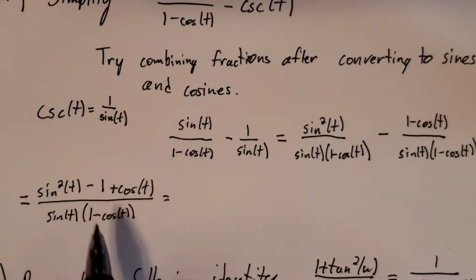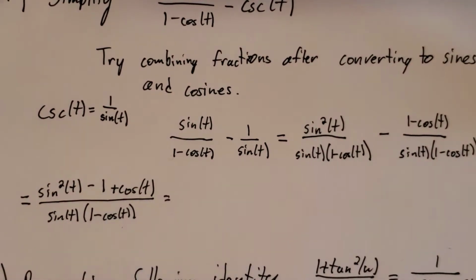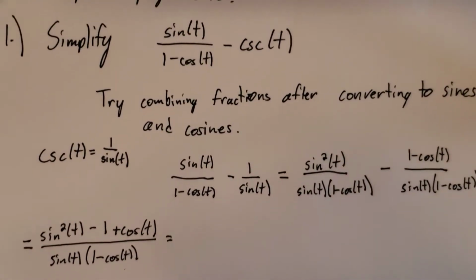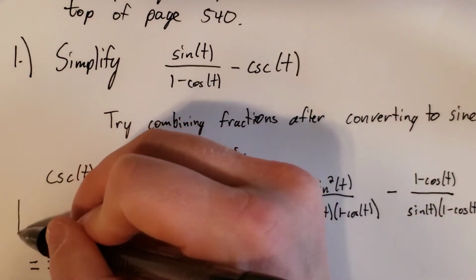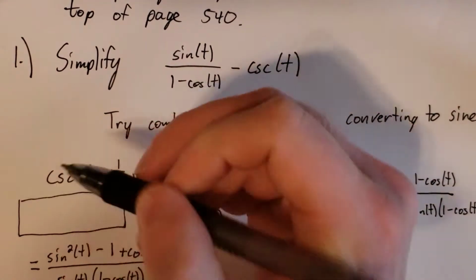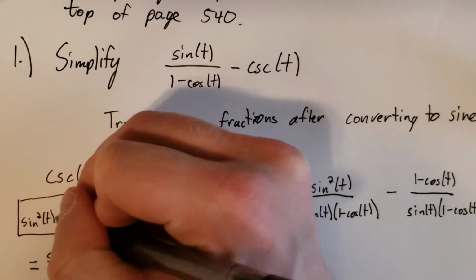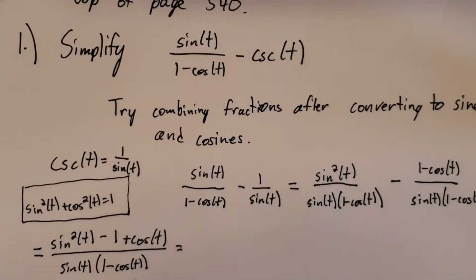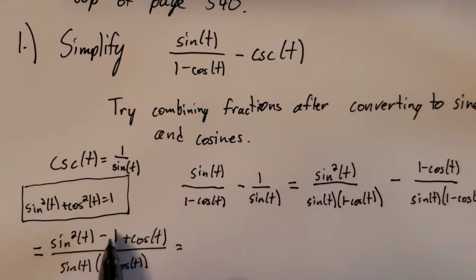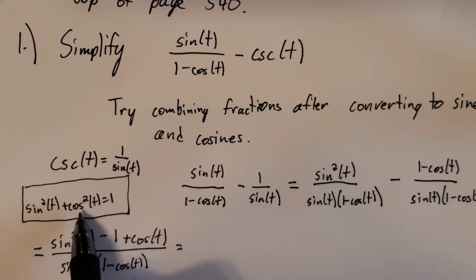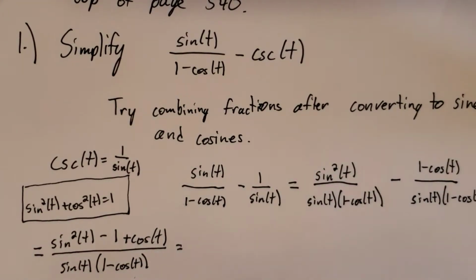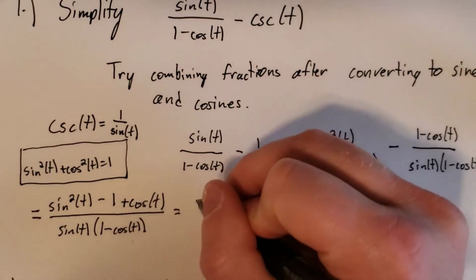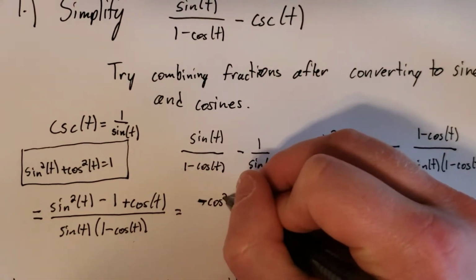Well, what is sine squared minus 1? We have a Pythagorean identity here, and I'll write that in this little margin. We have a Pythagorean identity that sine squared of t plus cosine squared of t is equal to 1. So, what is sine squared minus 1? That would be a negative cosine squared, right? If we move this over to the other side, we get sine squared minus 1 is equal to negative cosine squared. So, sine squared minus 1 becomes negative cosine squared of t.